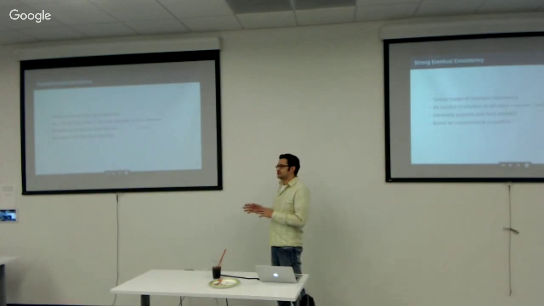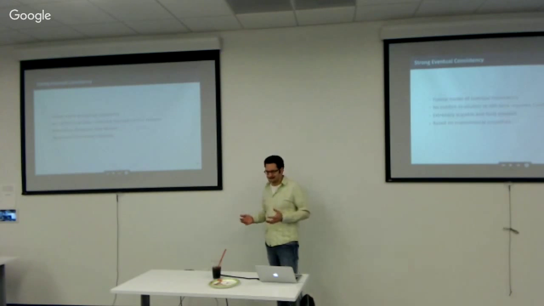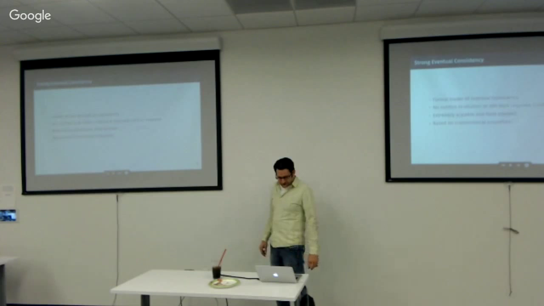Before this, CRDTs were called commutative, or convergent, replicated data types. Now the catch-all term for them is conflict-free replicated data types. They're extremely scalable and fault-tolerant, their properties are based on mathematics, and they are reasonably easy to prove if you base them on these models that we're talking about.